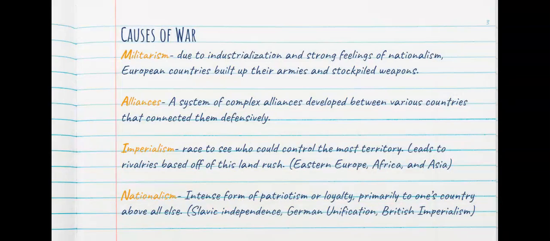So our A is alliances. This alliance system, this Bismarckian alliance system, develops after the Napoleonic Wars, and it kind of entangles everyone in Europe with each other.